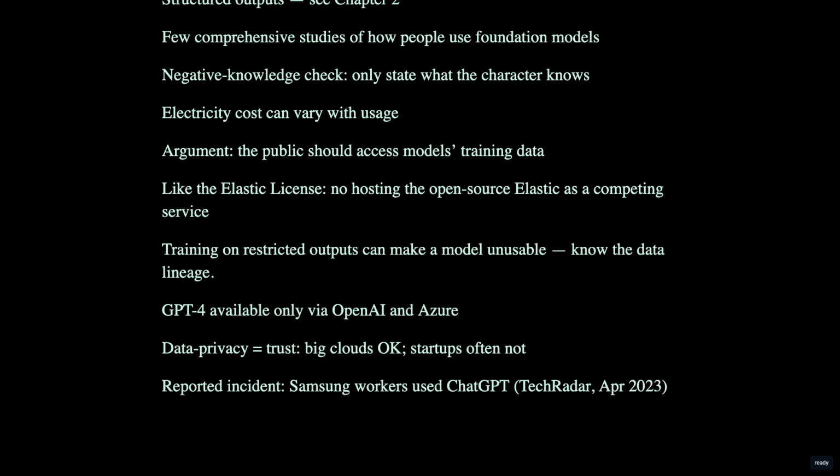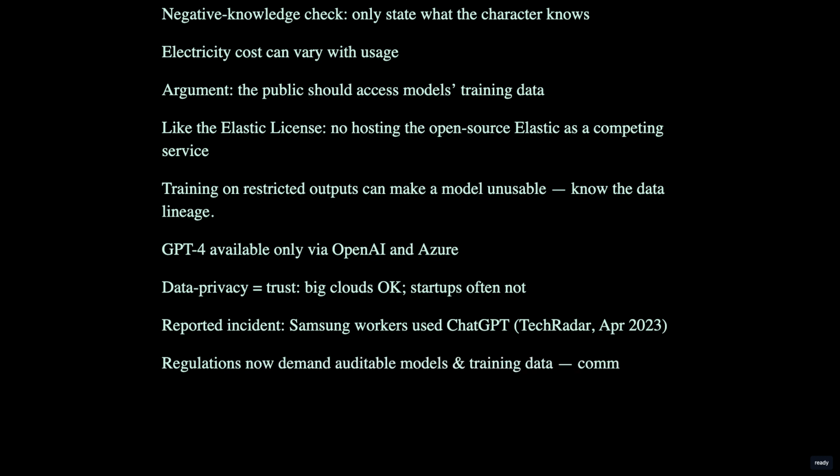Several outlets covered a case where Samsung employees used ChatGPT and inadvertently exposed sensitive information. For example, TechRadar published a piece by Lewis Madison in April 2023 titled, "Samsung Workers Made a Major Error by Using ChatGPT." This incident highlights real data leak risks when employees paste internal material into public AI tools. Many jurisdictions are moving toward rules that require auditable information about models and their training data. Using commercially certified models lets companies rely on vendor attestations, which can significantly reduce the internal effort to demonstrate compliance.